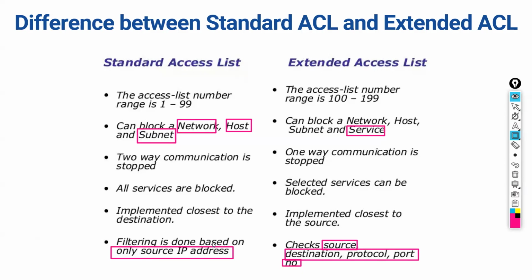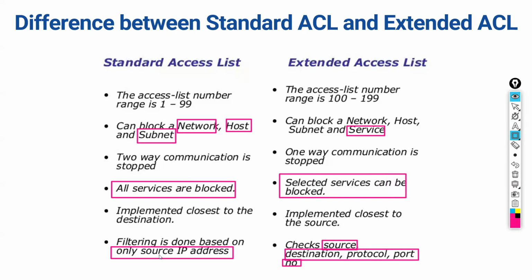This is only one major difference, but just looking at it, we can make so many differences. Why? If you are blocking only source IP, that means you're not specifying any service, so automatically all the services will be blocked. And here you're specifying a service, which means you can block selected services, right?